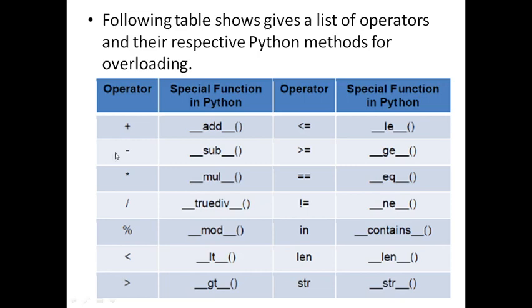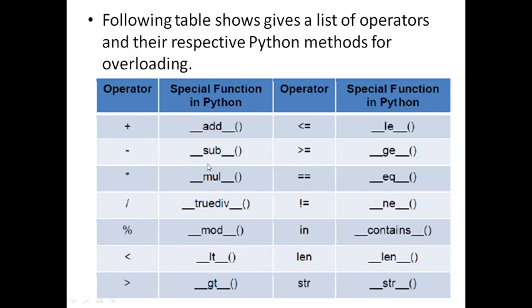Okay, so this is the list. These are the operators and this is the special function used in Python for each. Plus, minus, star, divide, mod, less than, greater than, less than or equal to, greater than or equal to, not equal to, in, length, str. See how they are used. There are two underscores as a prefix and two underscores after the function name, followed by parentheses. This is how the special function to overload the plus operator looks in Python.